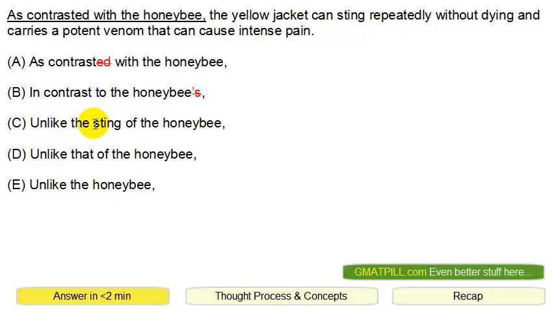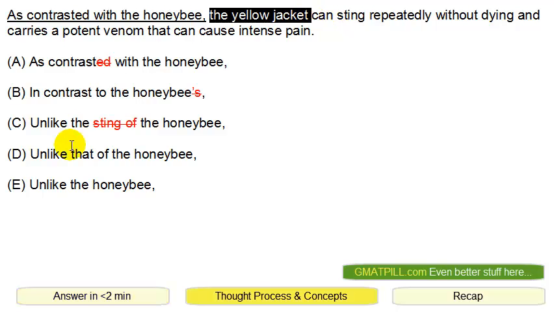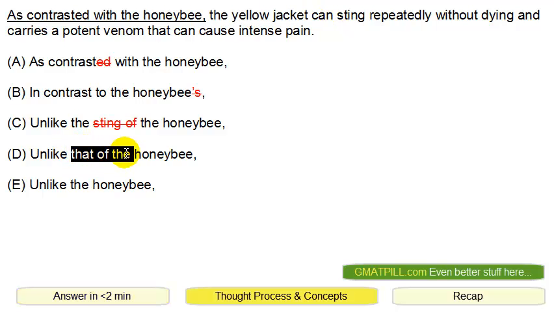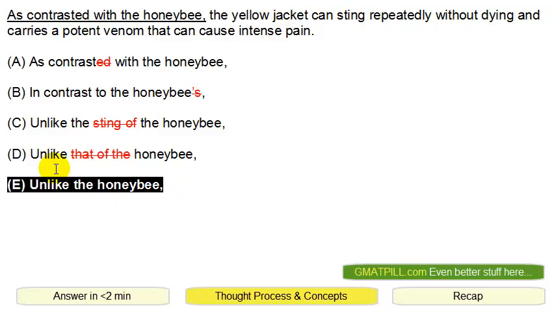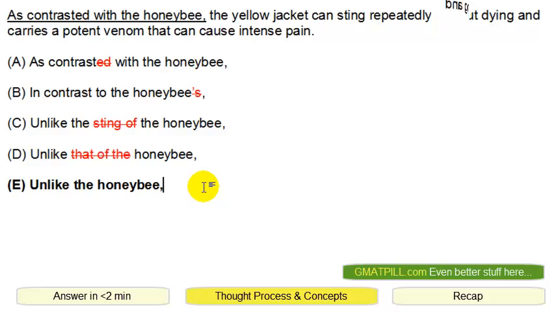Unlike the sting of the honeybee, all right, we're not comparing the sting, right? Even though there's a sting here, we want to compare the bees directly to each other, not the stings of the bees. Unlike that of the honeybee, right? We're not talking about that of the honeybee. We want the honeybee directly. Unlike the honeybee, the yellow jacket can sting repeatedly. All right, this is what we want. E is the correct answer.